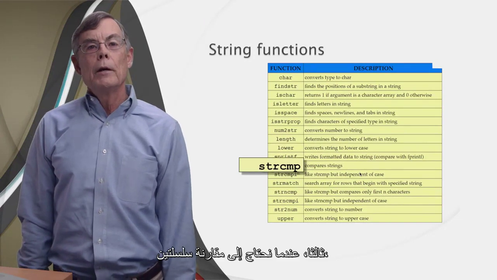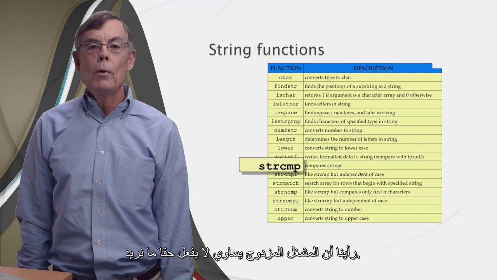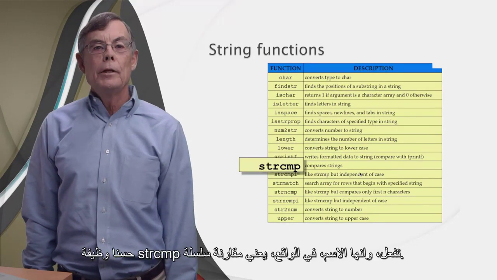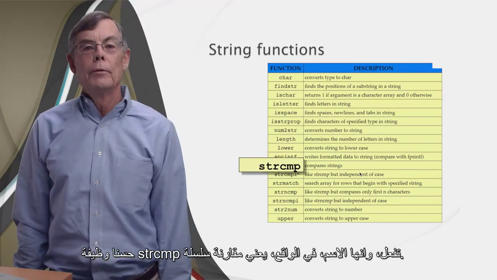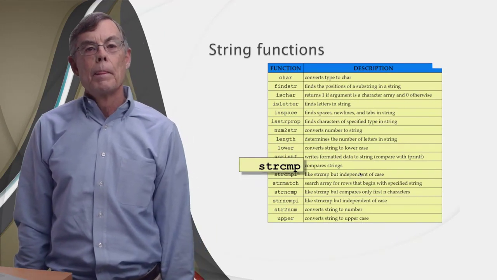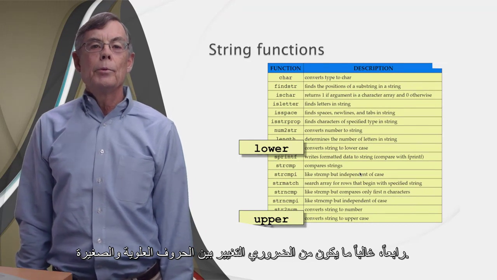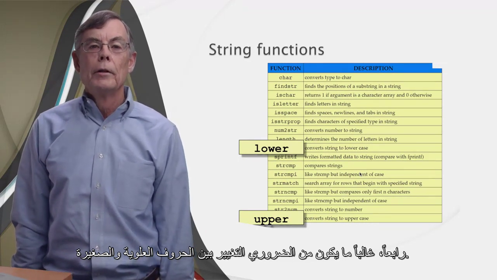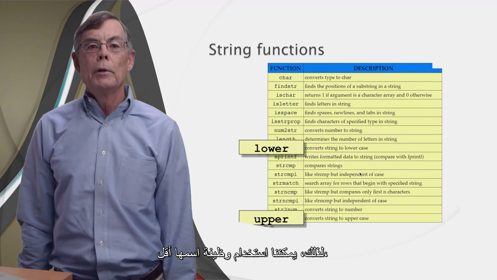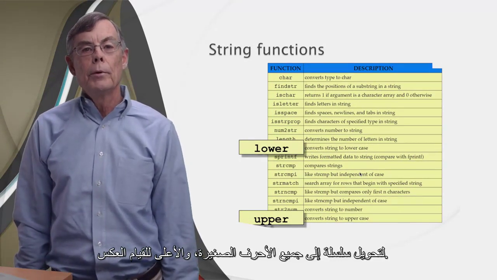Third, when we need to compare two strings, we've seen that the double equals operator doesn't really do what we want. Well, the strcmp function does, and its name, in fact, means string compare. Fourth, it's often necessary to change between upper and lowercase letters. For that, we can use the function named lower to convert a string to all lowercase, and upper to do the opposite.